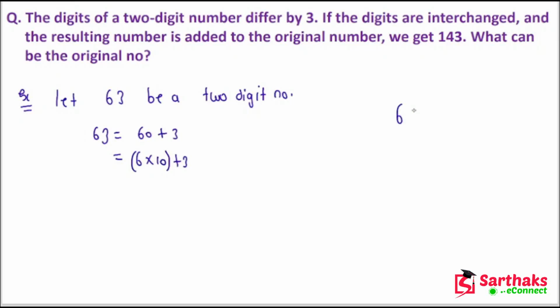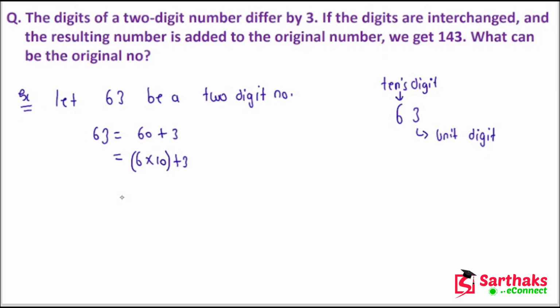Now you already know in 63, 6 is the tens digit because it is at the tens place, and 3 is the units digit. You can say unit digit because it is at the unit place. Now what do we mean by unit? Unit means 1. So the digit 3 which is at the unit place is multiplied by 1, and the digit 6 which is in the tens place is multiplied by 10 while representing the number.